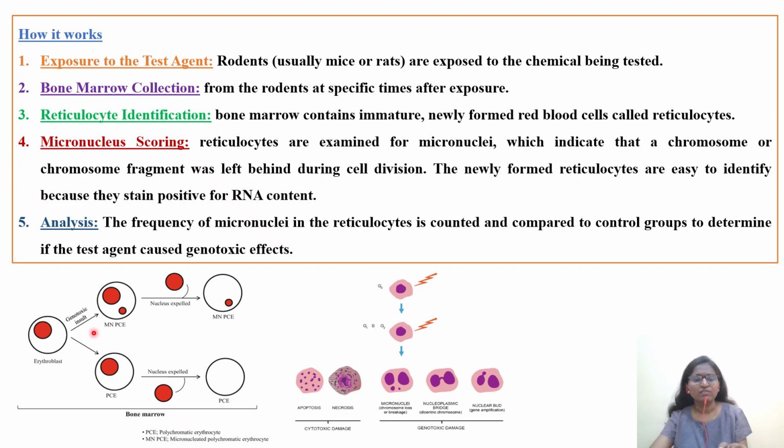Okay, so the one which is not damaged with genotoxic damage, here you can see the nucleus is intact and the complete nucleus is expelled out during this mitosis, during this nucleus expulsion. So this polychromatic erythrocyte contains no nuclei. So this is an enucleated erythrocyte, you can see. So these are the various stages you can see. Okay.